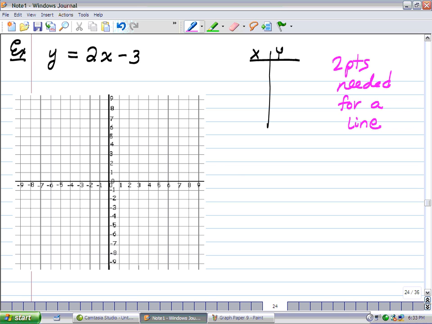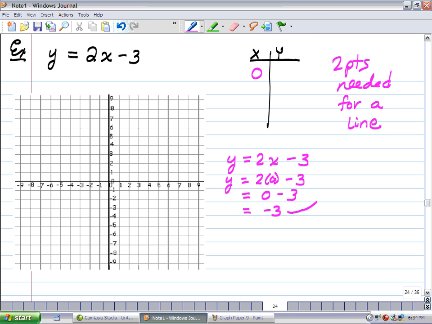So I can pick any value I want. What do I want? I think I'll pick 0. So I'm picking x to be 0. So I'm going to come down here, and I'm going to replace the x with a 0 and work this out. 2 times 0 is 0. And 0 minus 3 is negative 3.